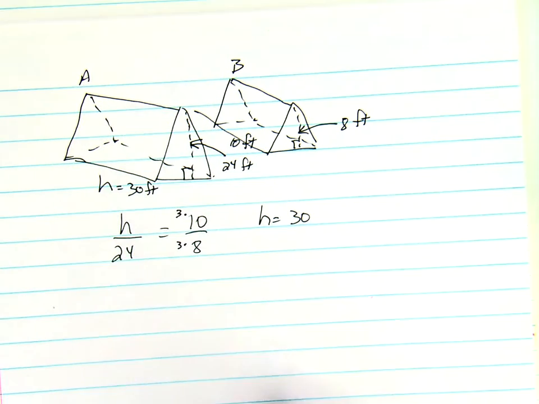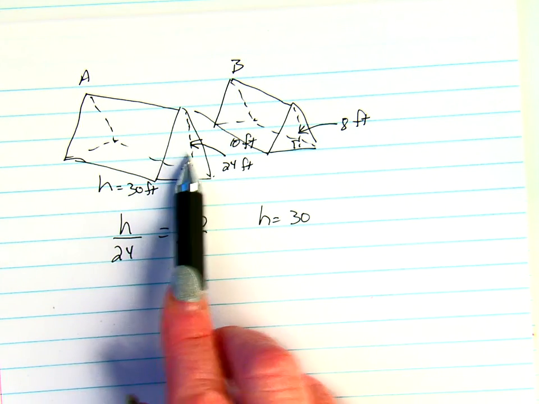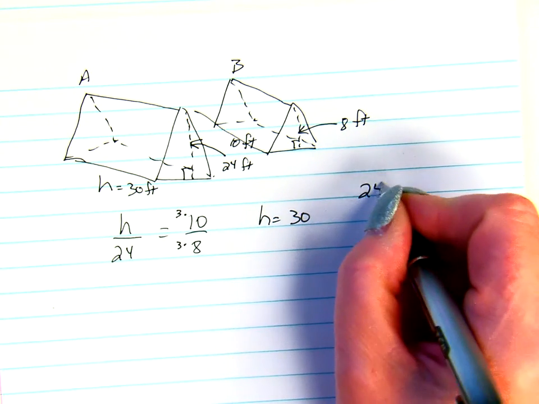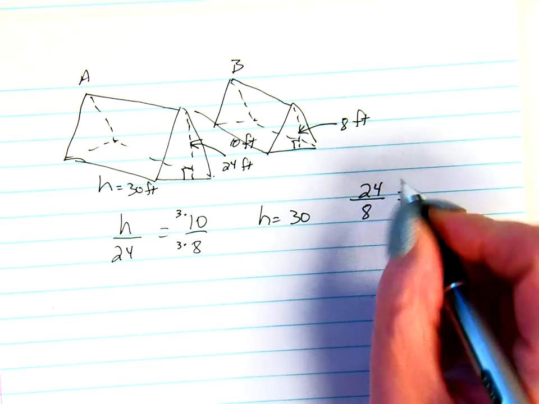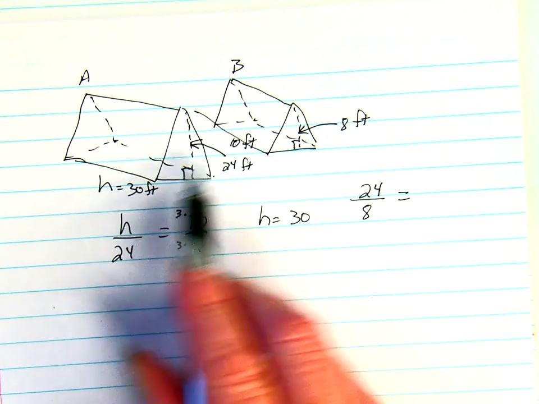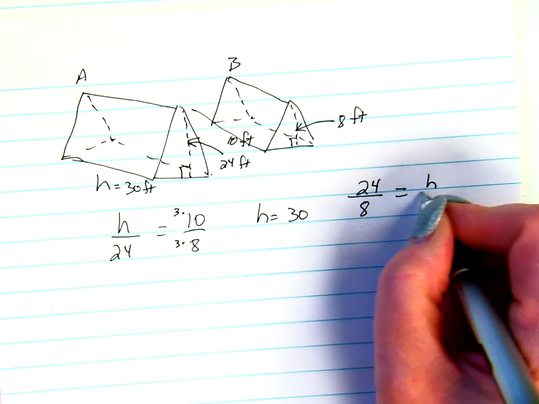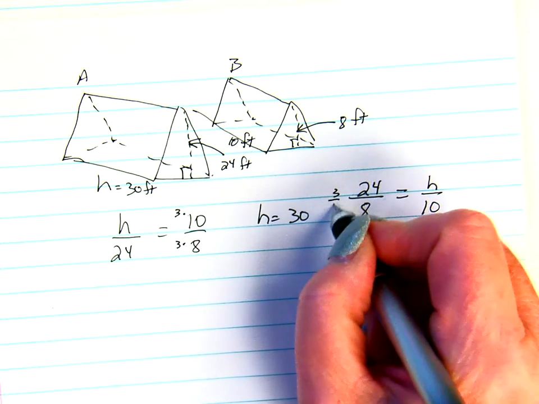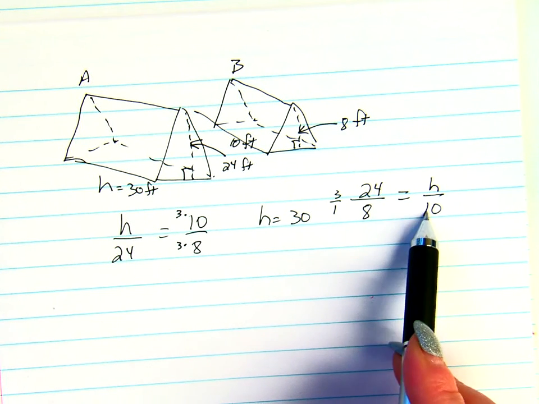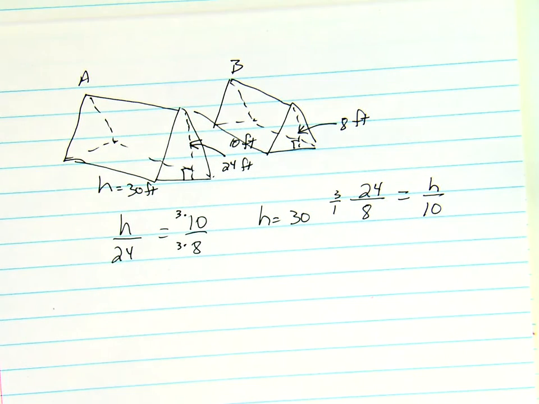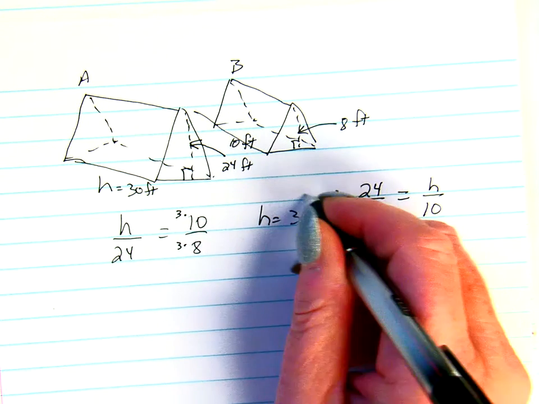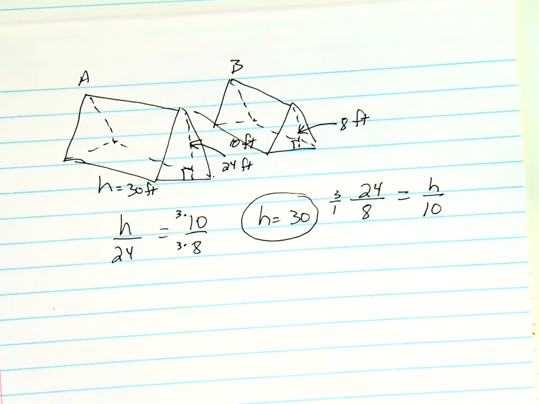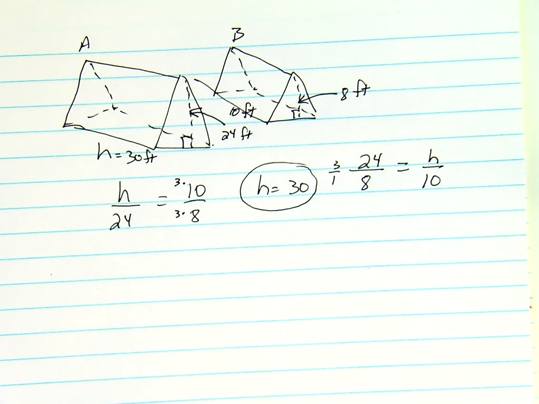That was pretty simple. I could have done this measure over this measure. That's also another way to do it. 24 over 8 equals H over 10. This would have reduced to 3 over 1, and 1 times 10 is 10, and 3 times 10 is 30. So I could have done it that way. No matter which way I do it, it's still going to come out to H equals 30, and hopefully that was pretty easy and understandable.